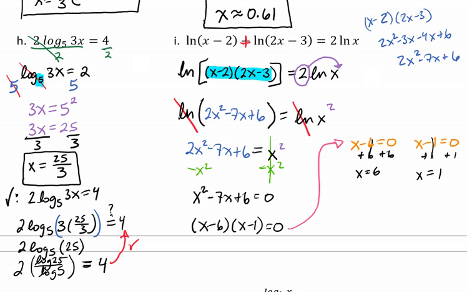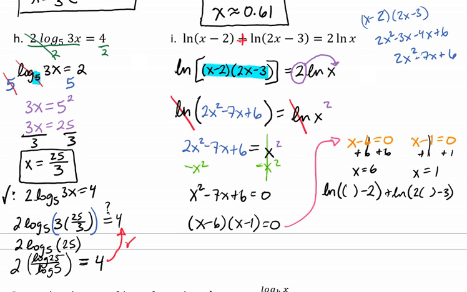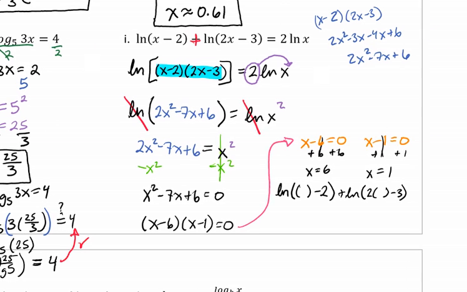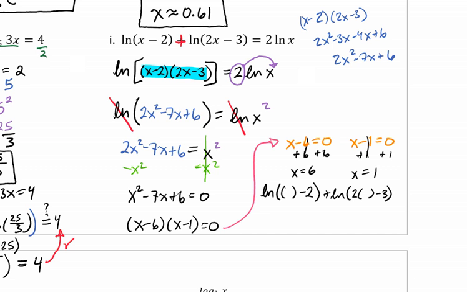And now we just need to check those. So we're going to check them by putting them back into our original equation. So let's check our 6 first. So let's give ourselves a little bit more room to write. So here we have the natural log of 6 minus 2 plus the natural log of 2 times 6 minus 3. And that's supposed to equal 2 times the natural log of 6.